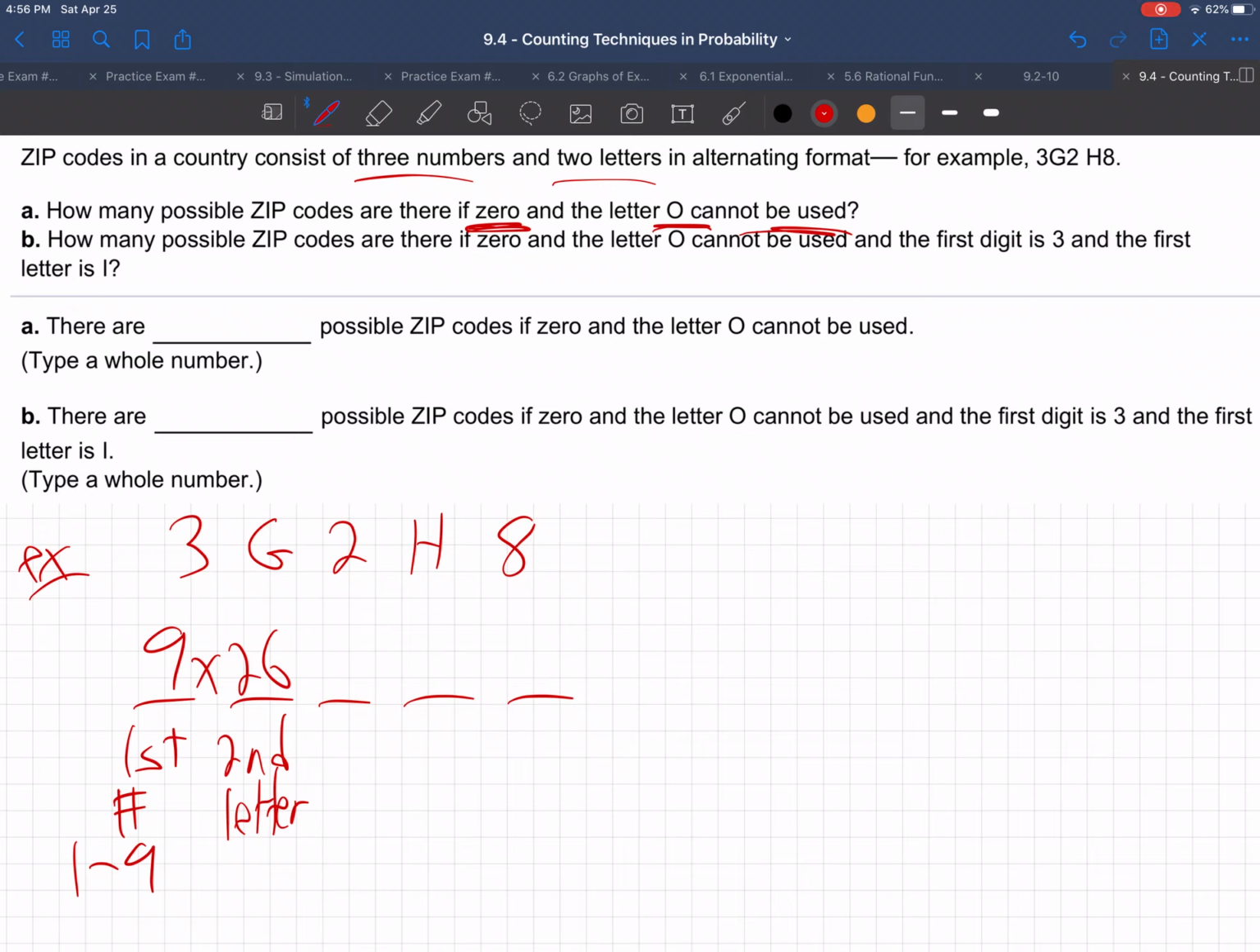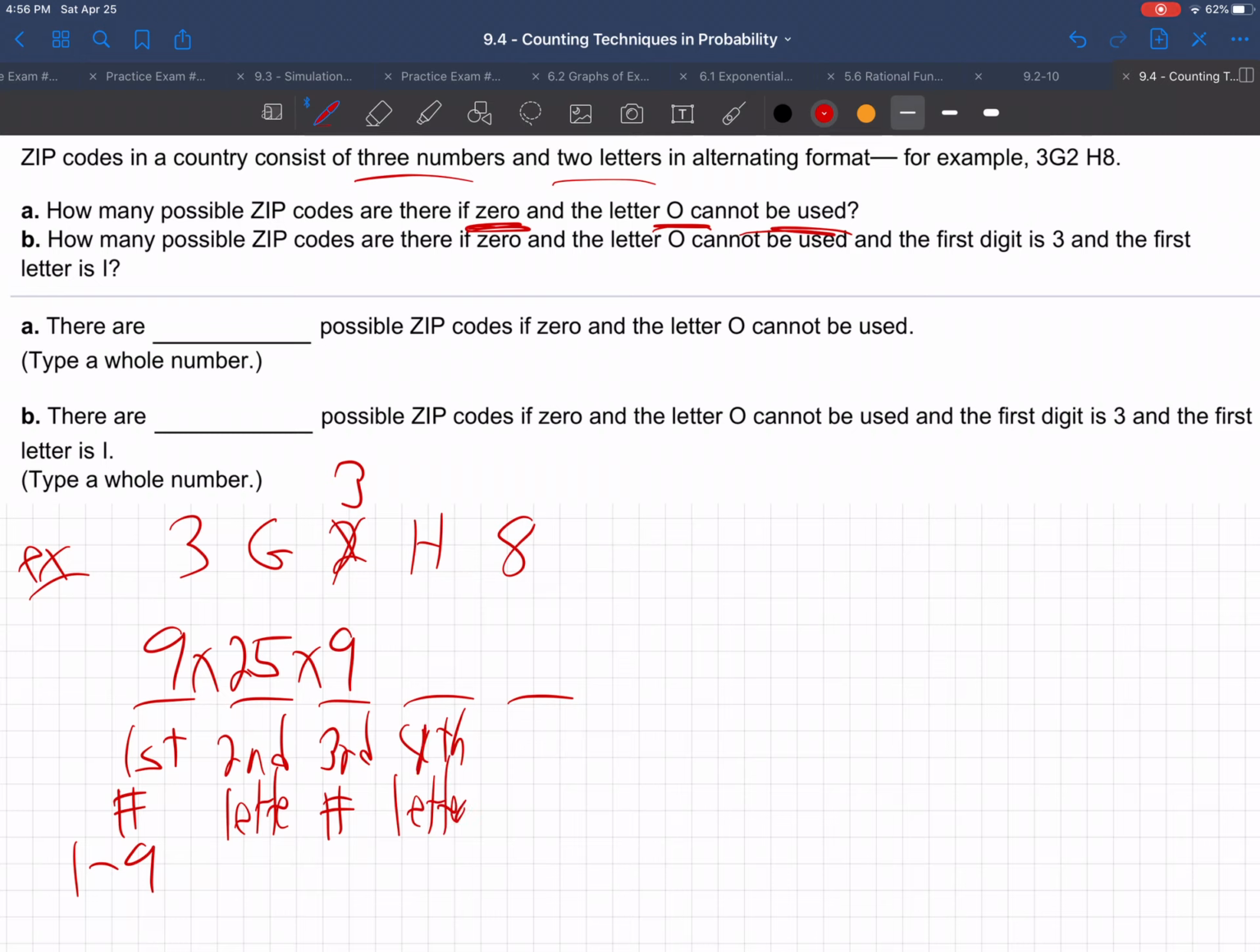Oh, not 26, I'm sorry. That should be 25, shouldn't it? Because we cannot use the O. And next comes the third spot, which is a number. And again, it's going to be 9. They didn't say anything about not repeating, so I could have used a 3 here again. It's fine. The fourth spot is a letter.